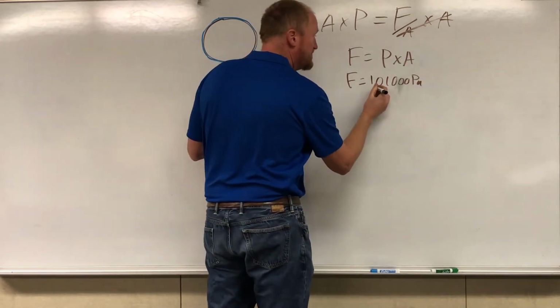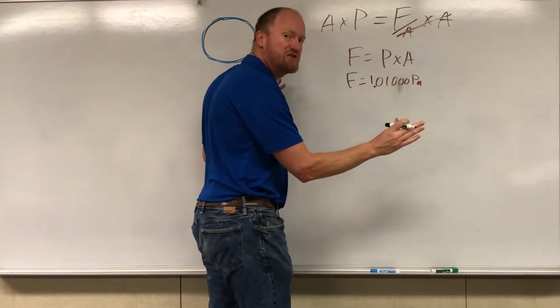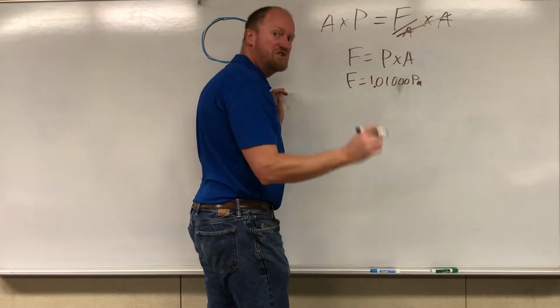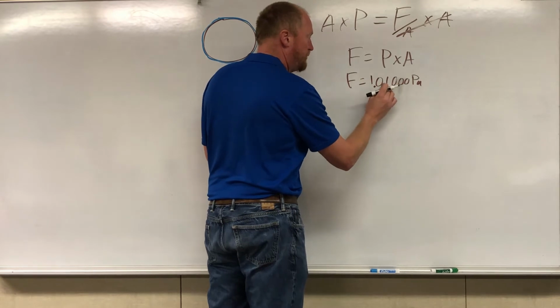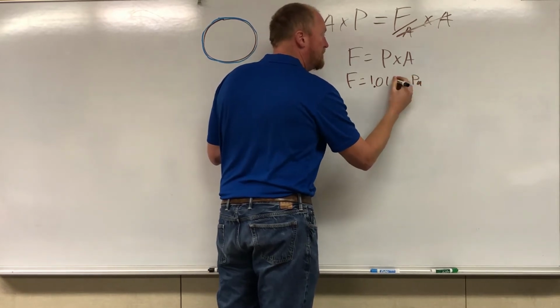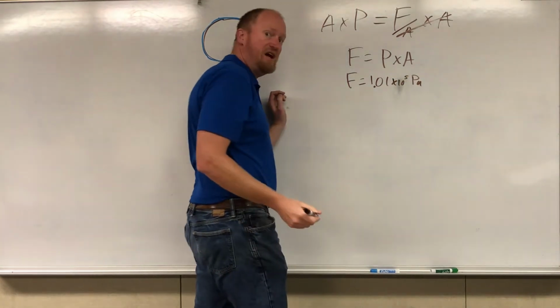But I'm not going to actually put it this way. I'm going to put it in scientific notation, and you'll see why. It's easier to do it. A lot of people are intimidated by scientific notation. The reason we use it is once you get used to it, it is a lot easier. So I moved the decimal point 1, 2, 3, 4, 5 places. So it's 1.01 times 10 to the 5th pascals, okay?